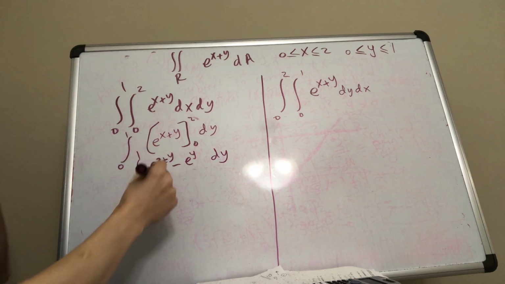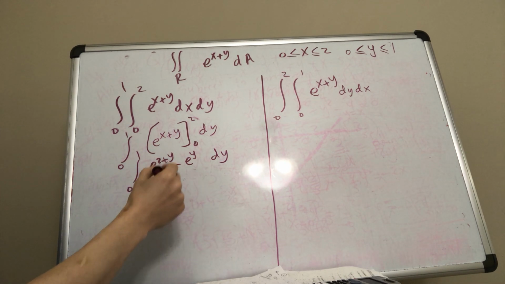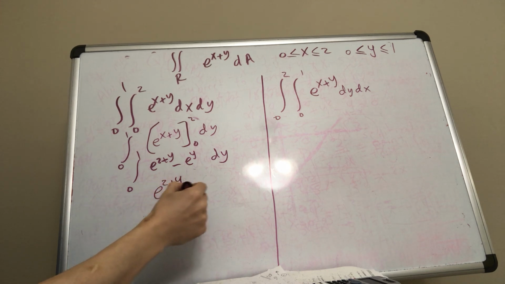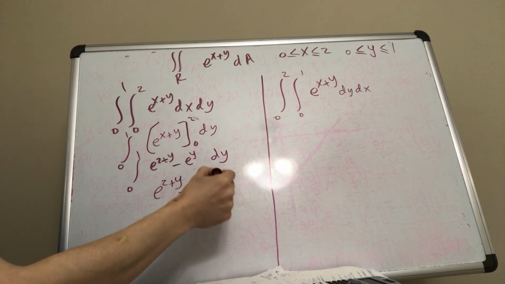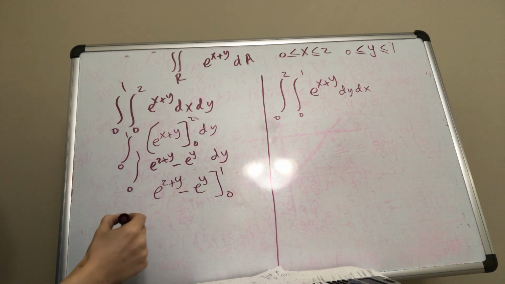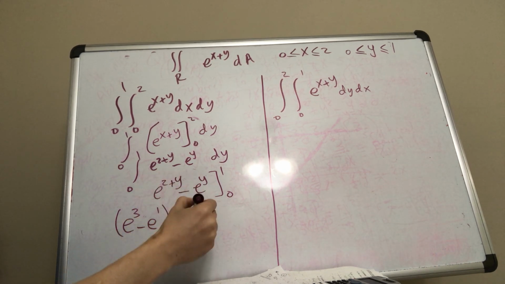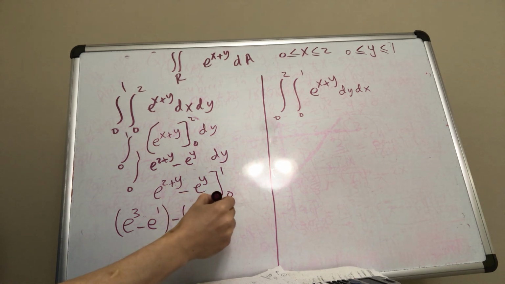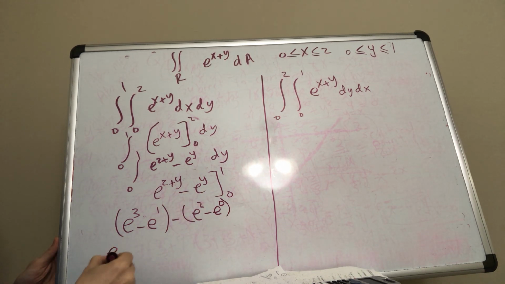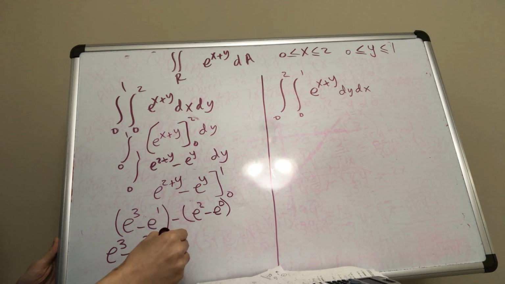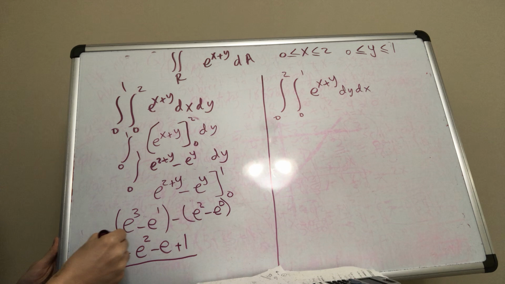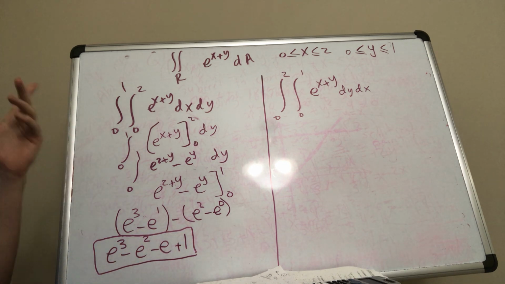Now we integrate this with respect to y. This would be itself, this would be itself, and 0, 1. 1 will give you e cubed minus e to the 1. Put the 0, e squared, e to the 0. So the answer is e cubed minus e squared minus e plus 1. This is if you do it x first.